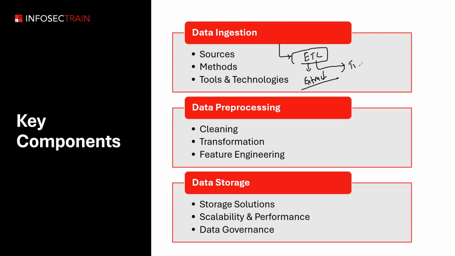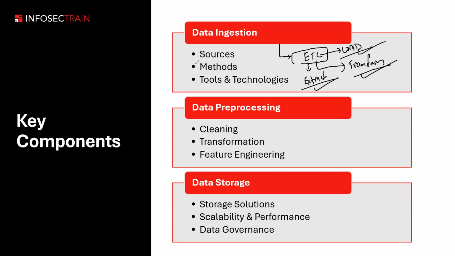T stands for transform. And L stands for load. Am I clear? E stands for extract, T stands for transform, and L stands for load. It means extract, transform, and load. Is it clear? So when you're collecting data, we utilize an ETL pipeline to integrate your heterogeneous data.